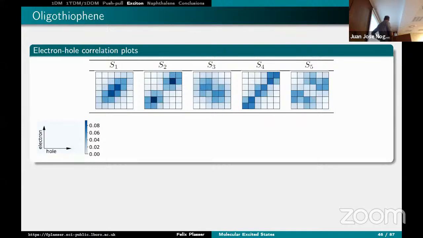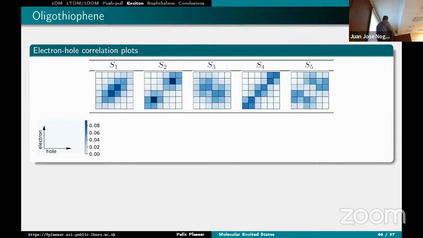So the way we do this is, we plot the hole coordinate here, the electron coordinate we plot along the y-axis, and now all the different boxes are the different thiophene rings. So we have 1, 2, 3, 4, 5, 6 thiophene rings here.